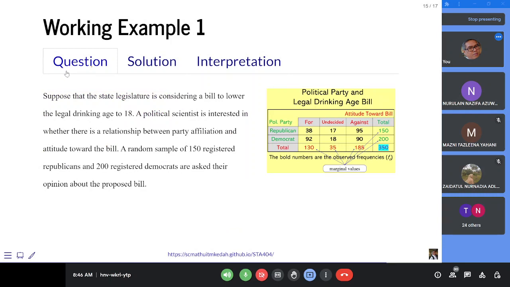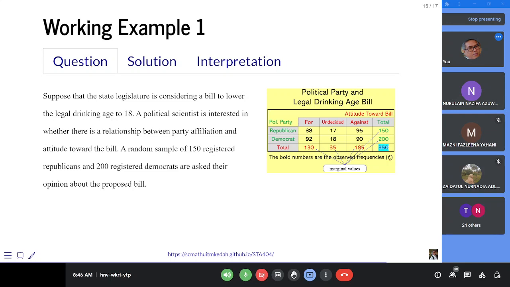Okay, this is a working example. So saya akan tunjukkan working example for first working example. You can see in this situation. So suppose that the state legislature is considering a bill to lower the legal drinking age to 18. Okay, katakan ini kat overseas bukan kat Malaysia. So kalau kat Malaysia kita nak ban terus kan.